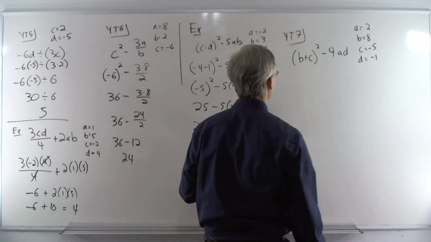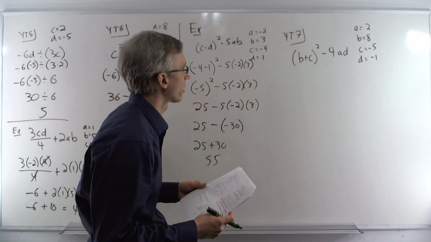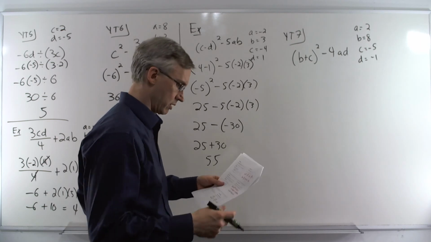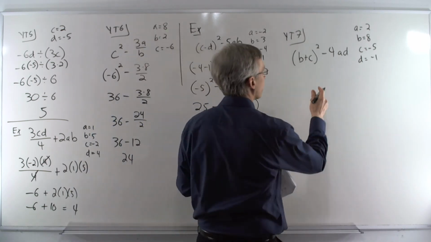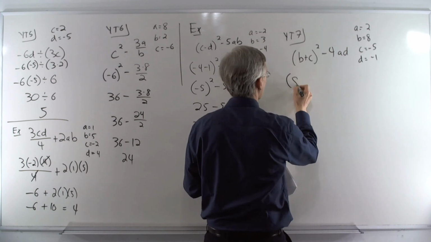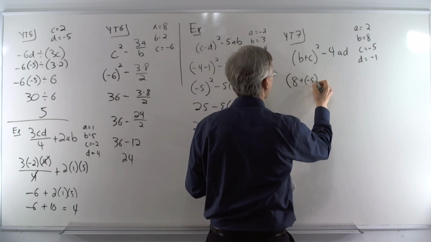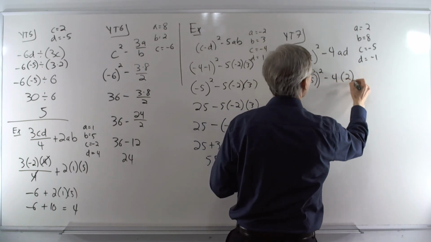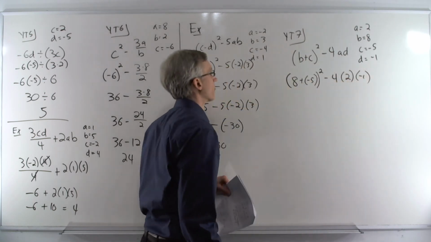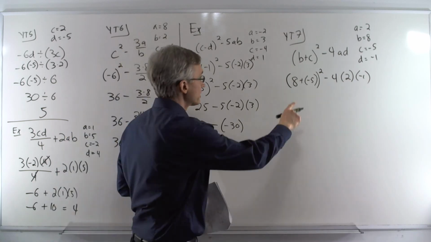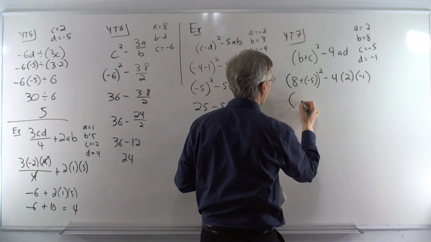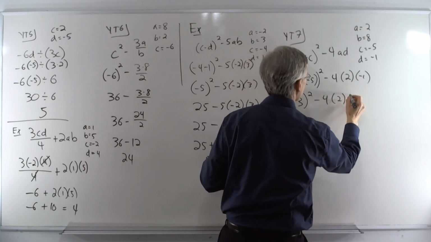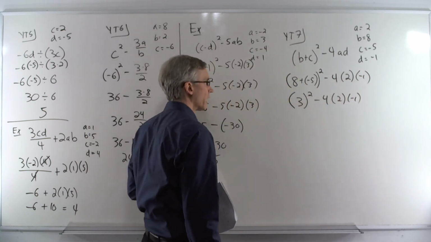So we've got b plus c, squared, minus 4ad, where a equals 2, b equals 8, c equals negative 5, and d equals negative 1. All right, let's plug these in. We've got b plus c, that's 8 plus negative 5, and we're going to square that, minus 4 times 2 times negative 1. Starting inside the parentheses, 8 plus negative 5 is 3, so that gives us 3 squared minus 4 times 2 times negative 1. Exponent is next.